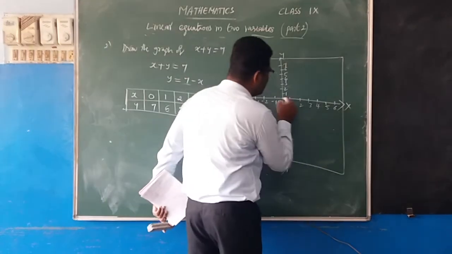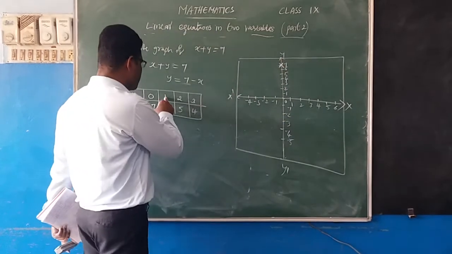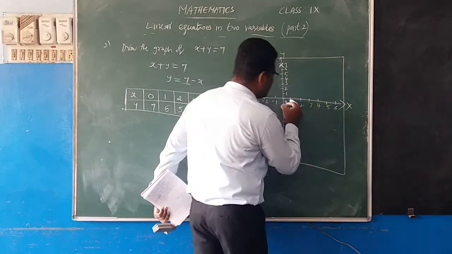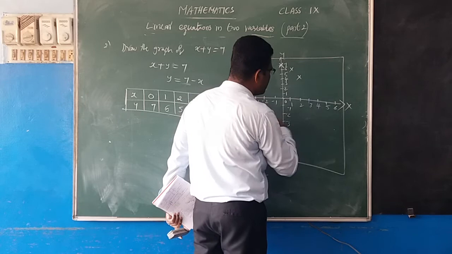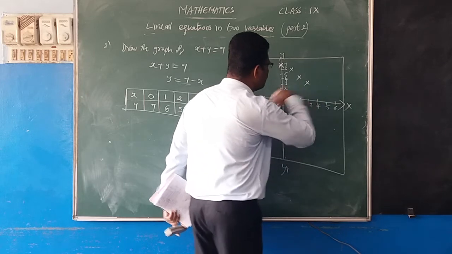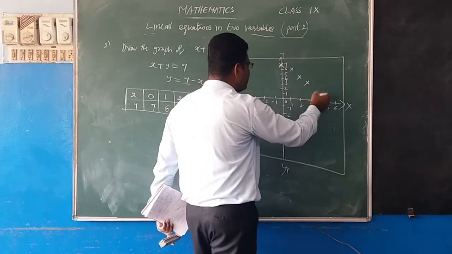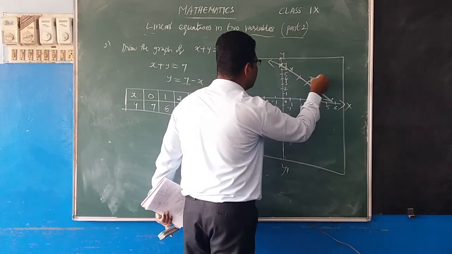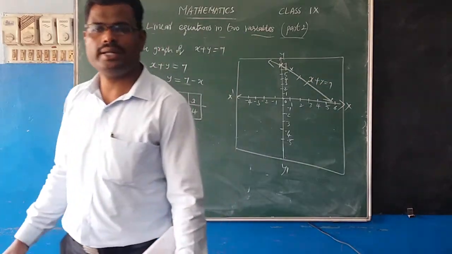x is 0, y is 7, this point. x is 1, y is 6. x is 2, y is 5. x is 3, y is 4. Isn't it? 7, 6, 5, 4. If you join them, you get a straight line. This indicates x plus y is equal to 7. In this way, we can easily draw the graph.